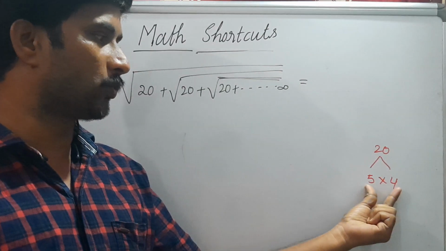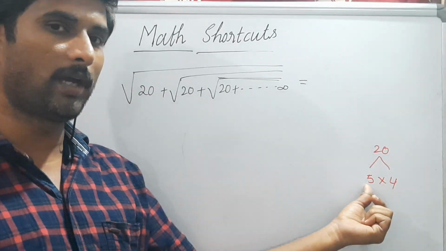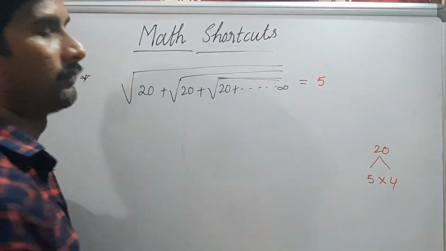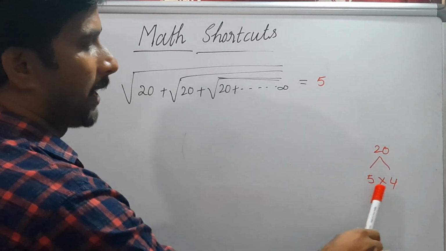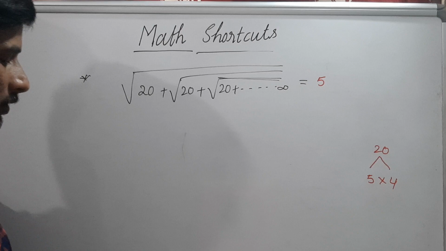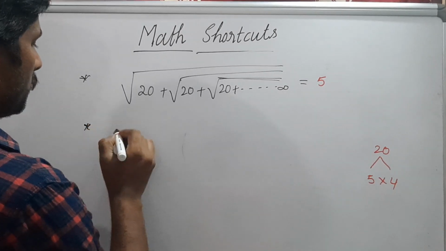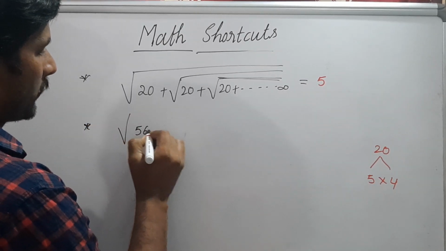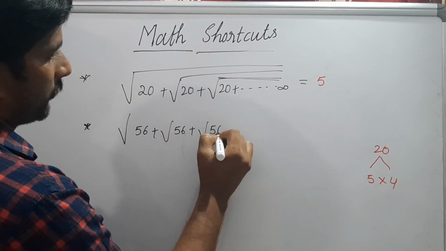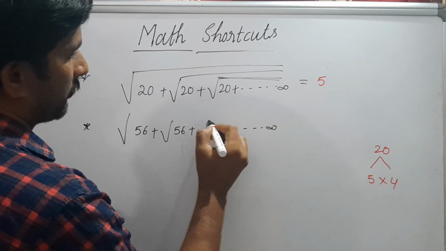Among these two, whatever the maximum value we have, that is the answer. So here 5 and 4, the maximum value is 5. So answer is 5. If you take one more, square root of 56 plus square root of 56 plus square root of 56 plus and so on, infinite.